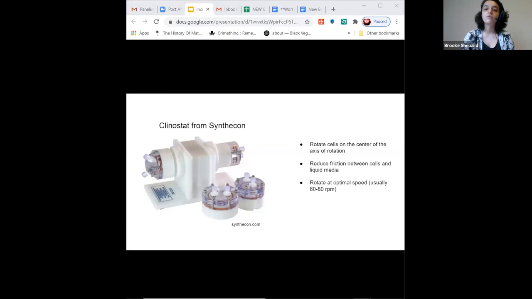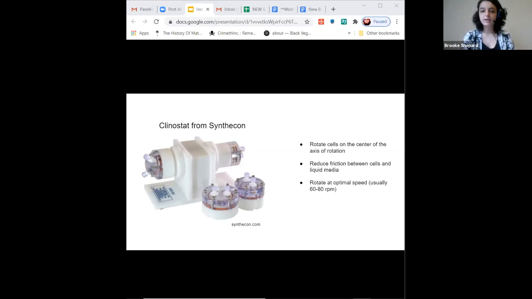In order for a machine to be a clinostat, it needs to do three things. It needs to rotate the cells on the center of the axis of rotation so that instead of gravity acting on the cells in one direction, those cells are tumbling around and gravity's acting on all sides of the cell, almost like it's not acting on any of the sides. That's how it simulates that microgravity environment. So it rotates the cells on the center of the axis of rotation. It reduces friction between the cells and the liquid that they're sitting in. And it rotates at the optimal speed, which is usually between 60 and 80 RPM. So that's what a clinostat does.